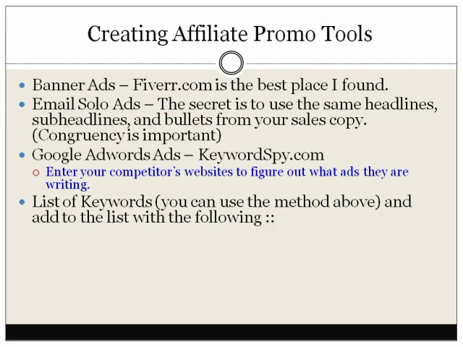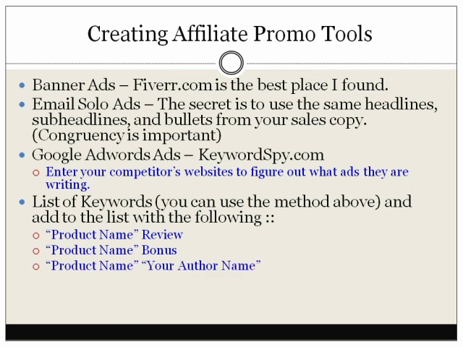Also create a list of keywords. You can use the method above to grab a list of keywords and add it to the following keywords. Here's some ideas of keywords that you can use. You can put your product name plus review, product name and then bonus, product name and then your name as the author, and so forth. So these are just a list of promotional tools that you can go ahead and place onto your affiliate's page right away.